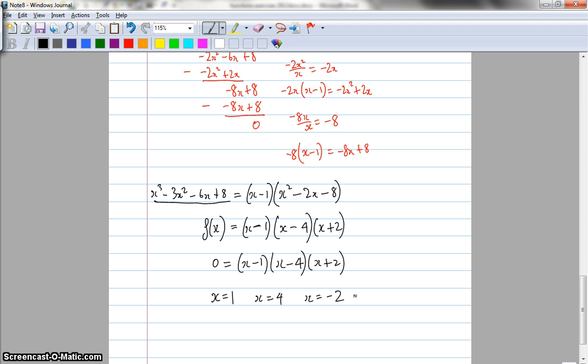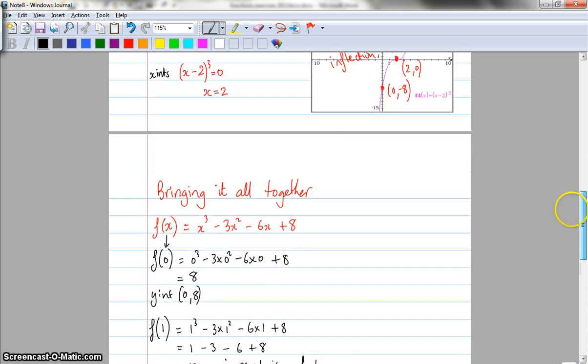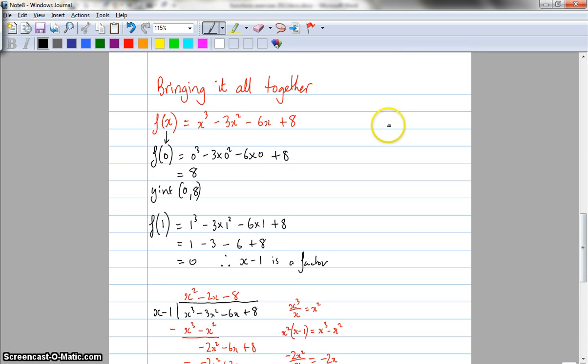Now I can start putting all of this information together and start sketching the graph. I'll jump back up here and sketch it up here. My nice axes here, x and y. It's not going to be to scale, but what do I need to do? I need to put my y-intercept in, which is 0, 8. Okay, I'll put that up there, 0, 8. I won't label it just yet. I'll label it at the end.